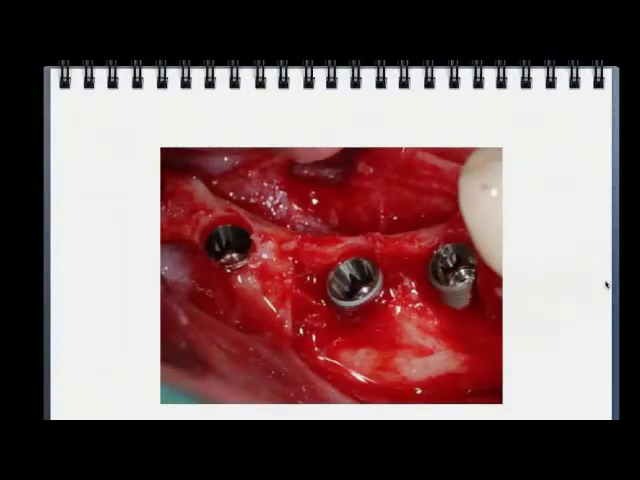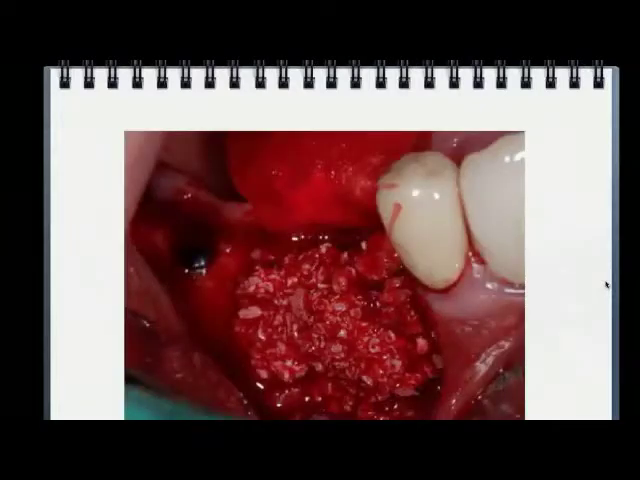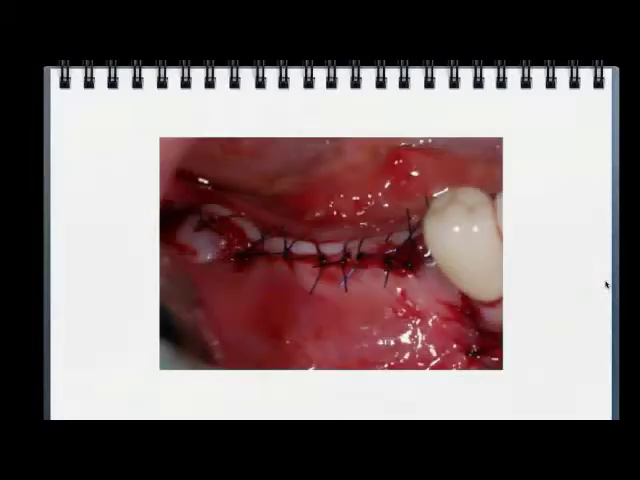Somebody would say, oh, we can do the ridge split. Yes, we can, but we're not going to generate the height. The ridge split is for when the height is present, but not the width. In this situation, there are limitations in both the width and the height. So that would be the indication for the GBR technique, and we're going to use particulated bone graft with the membrane. That's how this situation will be solved.